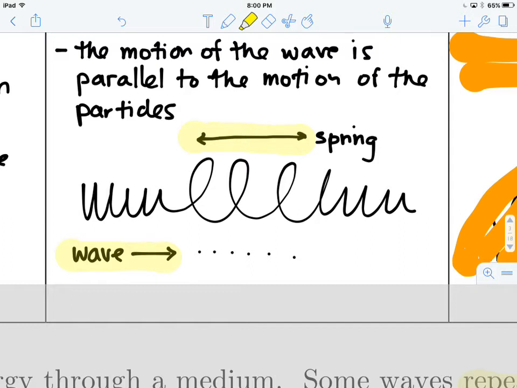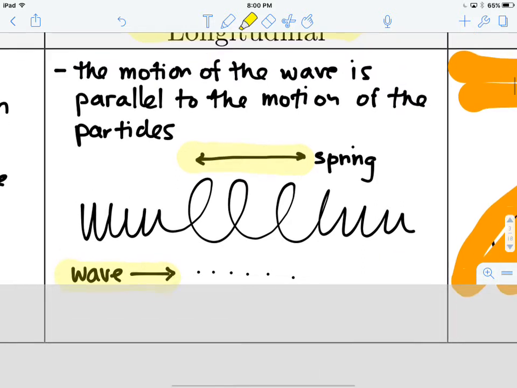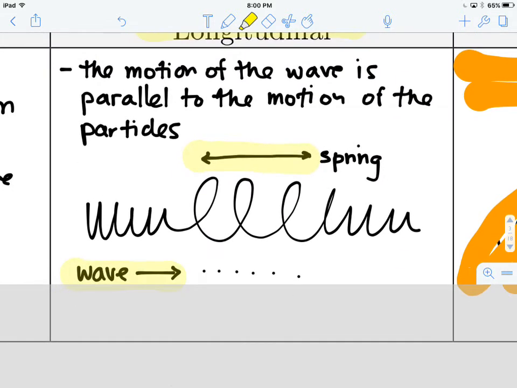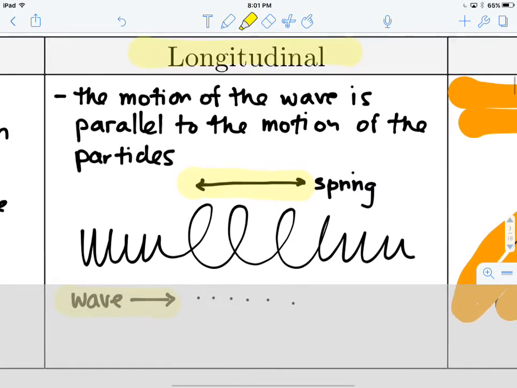Okay. As it turns out, sound is a longitudinal wave where we have pressure buildup and then pressure release as a wave moves through the air. It's a pressure wave, and we're going to talk about what that looks like in a couple minutes.